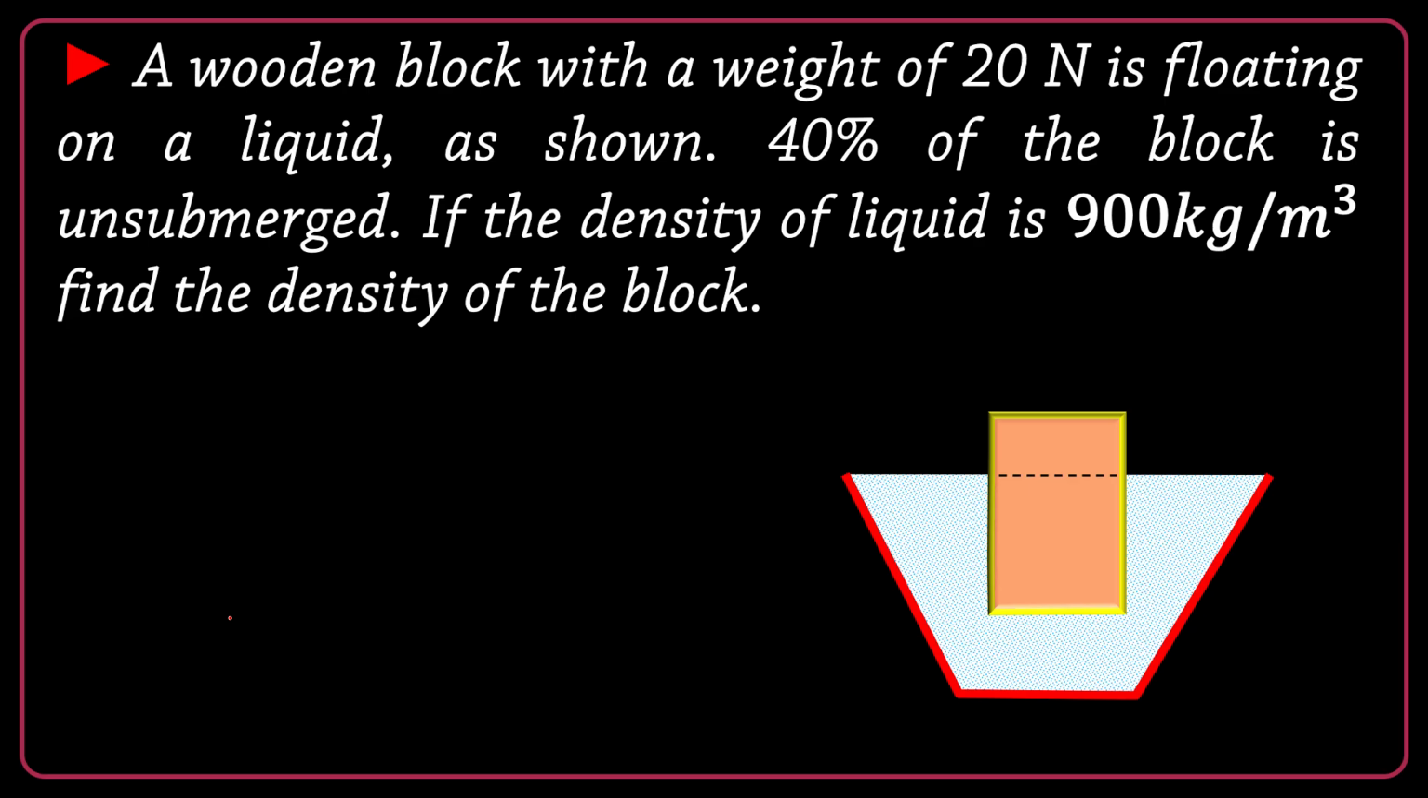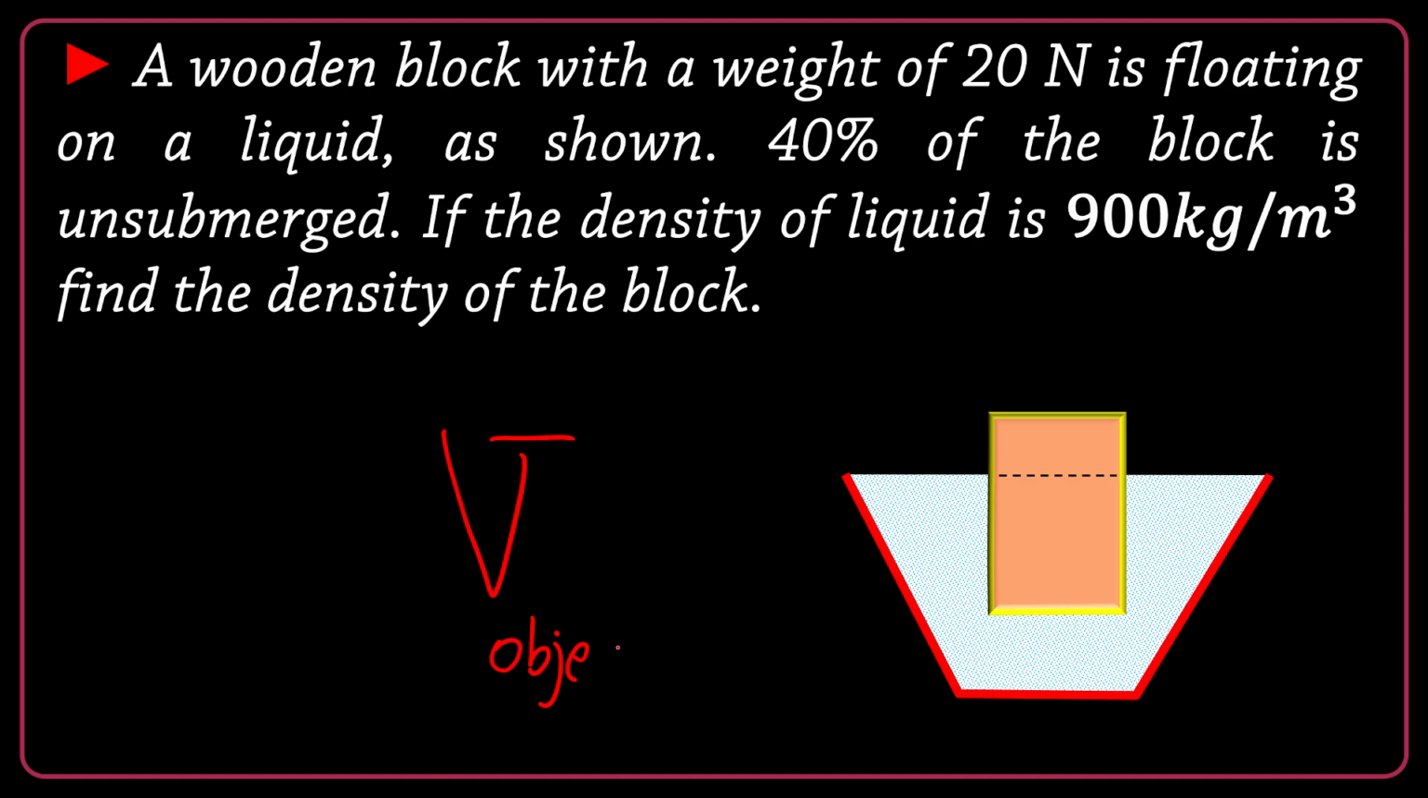A wooden block with a weight of 20 Newton is floating on liquid. Guys, when they say it's floating on the liquid, immediately I can say the buoyancy force also is going to be 20 Newton. The reason is because the object is floating, so the weight is cancelled by the buoyancy force. As shown, 40% of the block is unsubmerged. Oh, it's very important. 40% is unsubmerged.